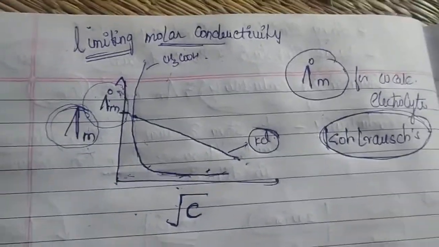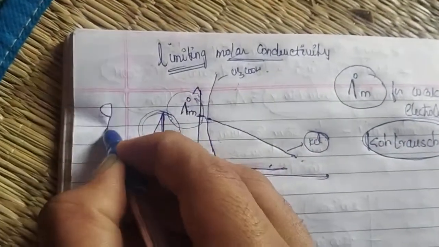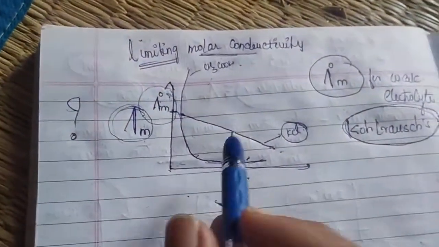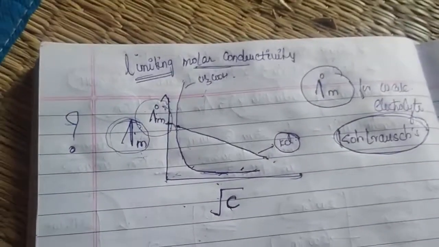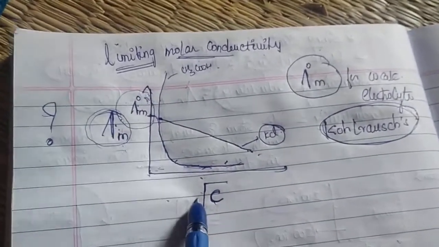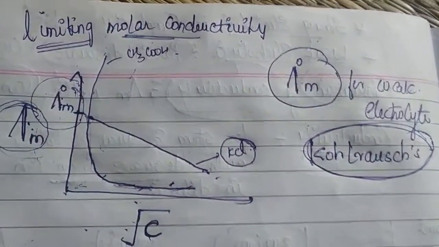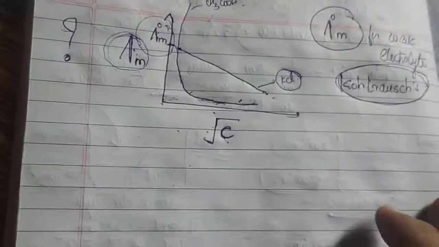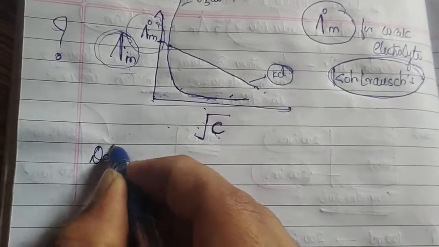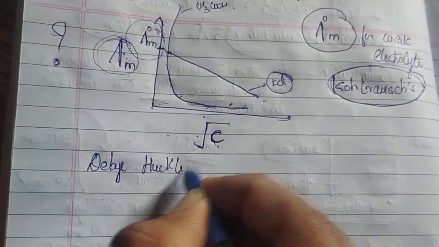But before that, you have to understand this graph. Of course, some of you can get a doubt over here. Sir, why have we used lambda m and root c? Of course, guys, whoever is having this doubt, very good, because it has been derived from a formula which is called the Debye-Huckel-Onsager equation.